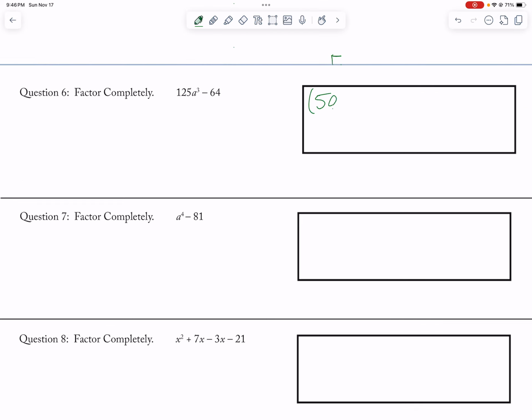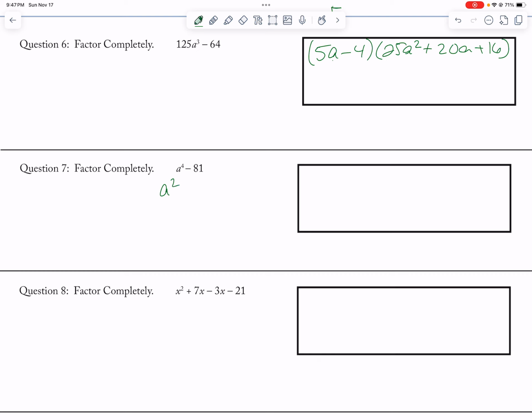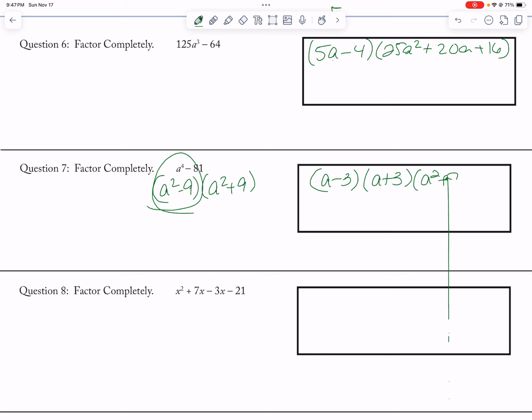So this is 5a minus 4, 25a squared plus 20a plus 16. And then here, a squared minus 9, a squared plus 9. So then a minus 3, a plus 3, because this first one's a difference of squares, and then an a squared plus 9. As my pencil's being glitchy.